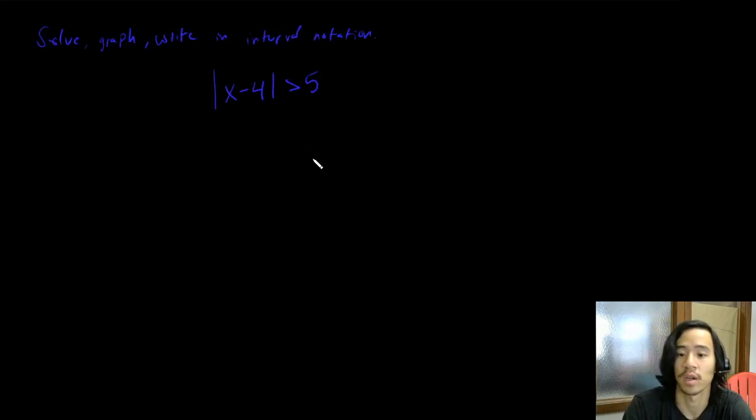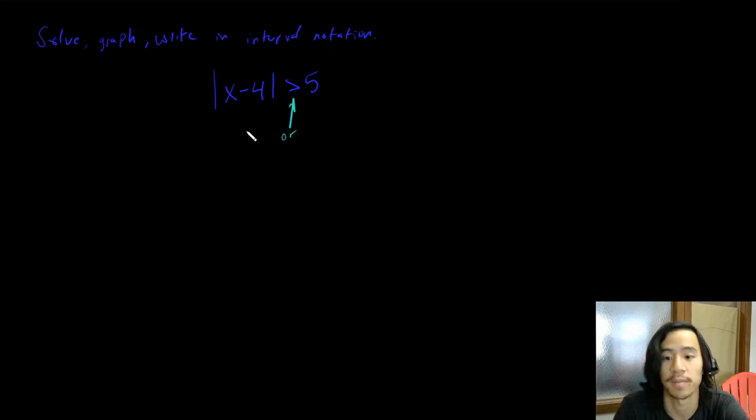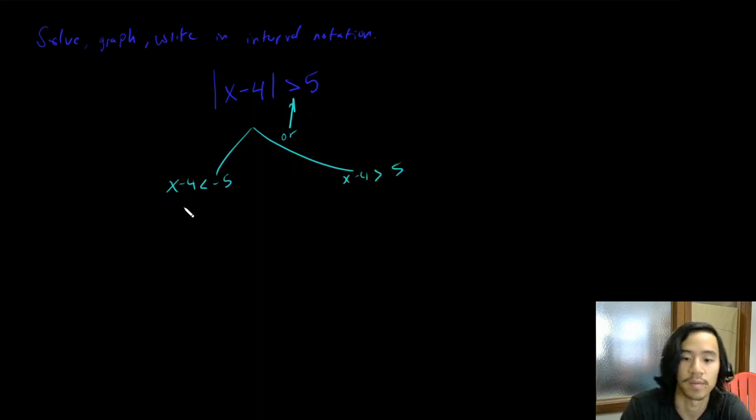Here's the first one. First thing to notice is we have a greater than, so this is an or. We're going to split it up into 2 parts. So first we have x minus 4 is less than a negative 5, and x minus 4 is greater than 5.